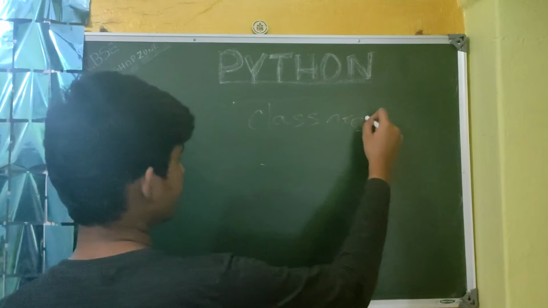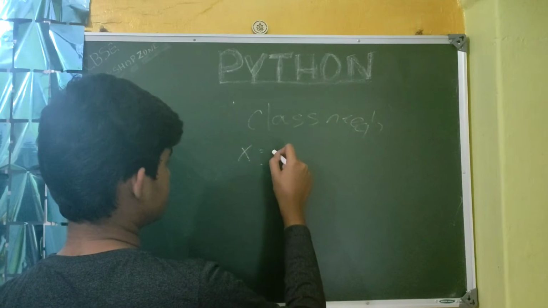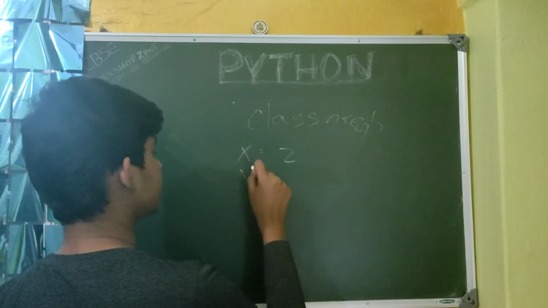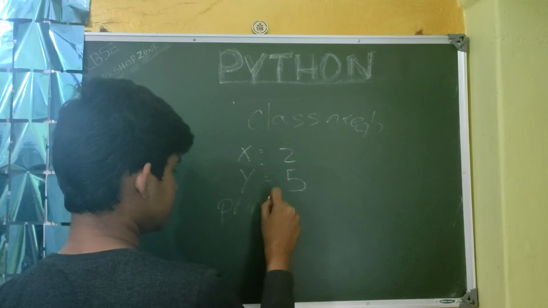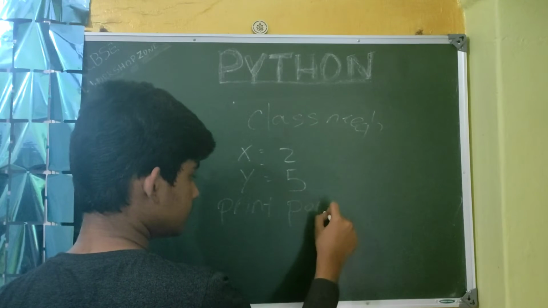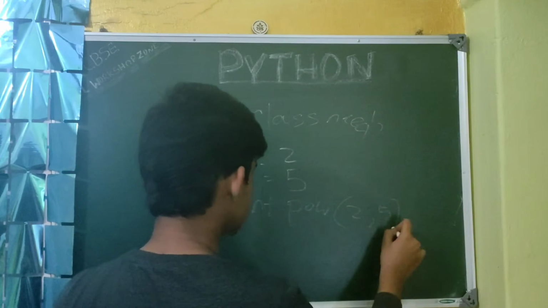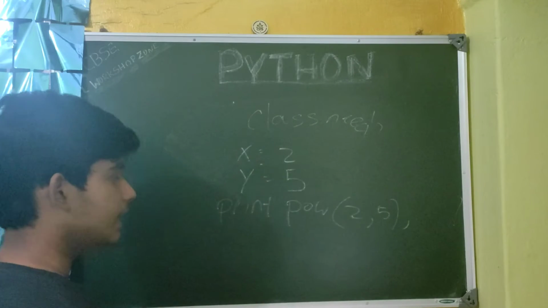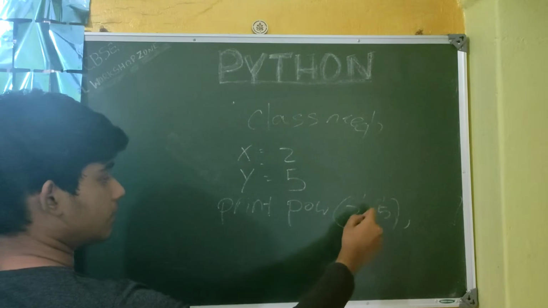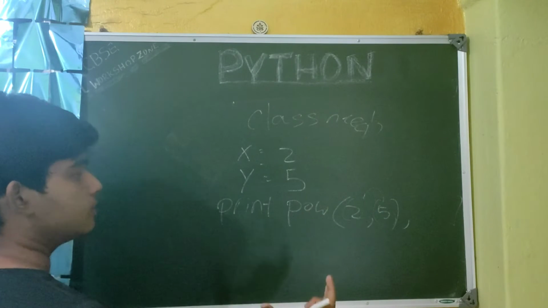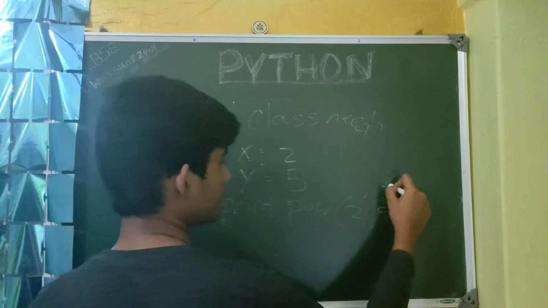So again, just write a class, and let's say x is equals to 2 and y is equals to 5. Now by using the function print POW, in the brackets the x and y values, so 2 comma 5, what basically happens is it takes the y value and uses it as a power of x. So basically it becomes 2 to the power of 5.